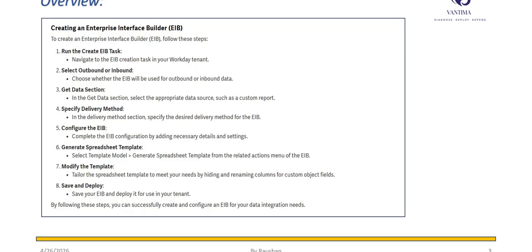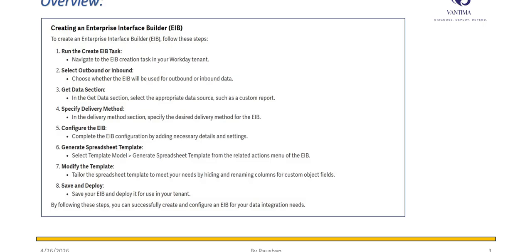So these are the steps to create the EIB. To create the EIB, we have to run the task called Create EIB. Navigate to the EIB creation task in your Workday tenant. Select outbound or inbound. Choose whether the EIB will be used for outbound or inbound data. There will again be a Get Data section. In the Get Data section, select the appropriate data source, such as a custom report.